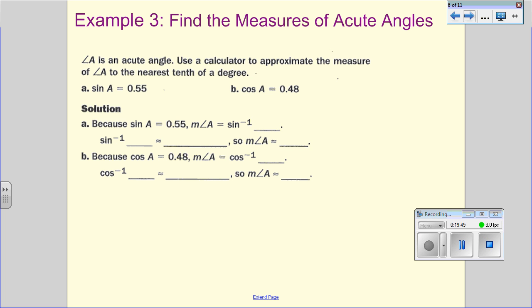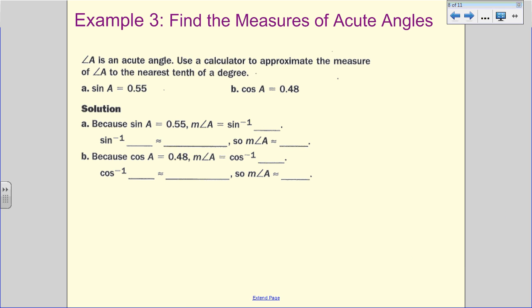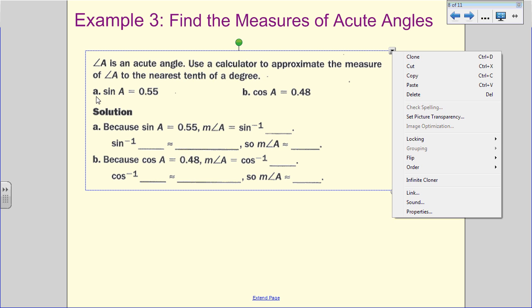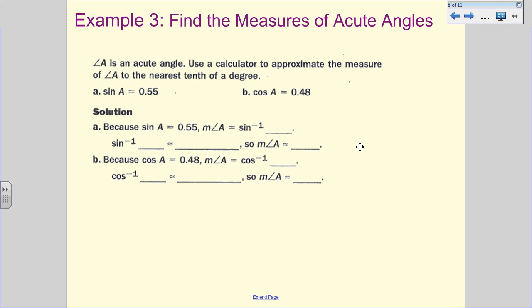All right, so find the measure of an acute angle. So A is an acute angle. Use your calculator to approximate that. So it's the same thing, whether they give you sine, cosine, or tangent, we're going to use the same method. So if they give you sine of A is equal to 0.55, then to find the measure of angle A, sine inverse has to equal 0.55. So we're going to do sine inverse on our calculator of 0.55.